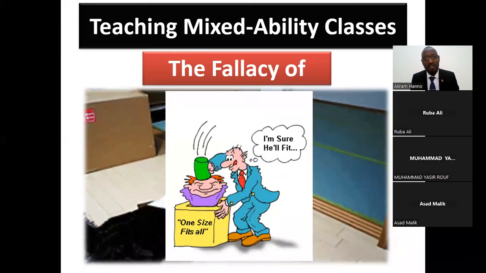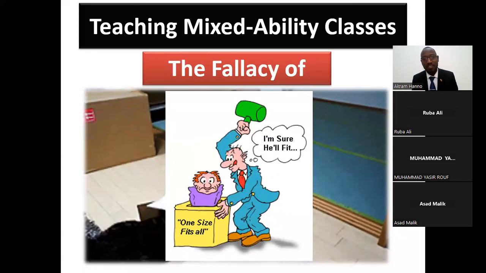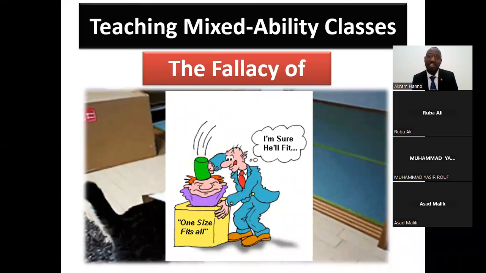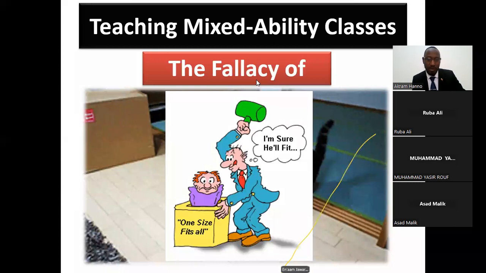This is related to the last session that we gave when talking about differentiated instruction. When we talk about differentiated instruction, we talk about one size fits all. One size fits all. If we are talking about this, a teacher or university professor may think that this way will work, but it turns out that this way will not work in the arena of teaching. So we will be talking about this in more detail, and we're going to see this fallacy.